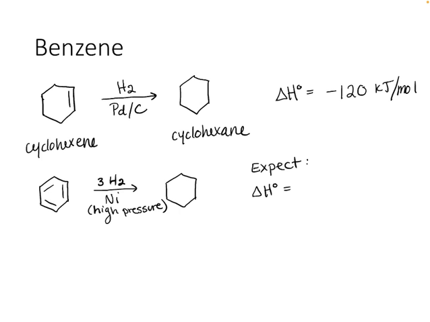So looking up above, we said that adding hydrogen to a double bond is negative 120 kilojoules per mole. What about the reaction with benzene? Well, we're expecting 3 times the enthalpy change, right? Because we're adding 3 equivalents of hydrogen. So that comes out to be negative 360 kilojoules per mole.